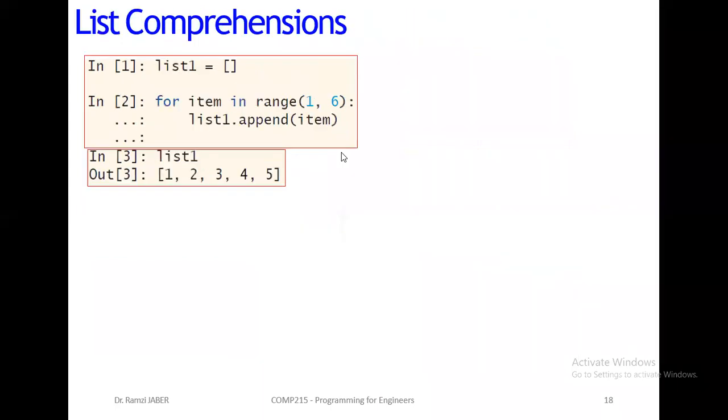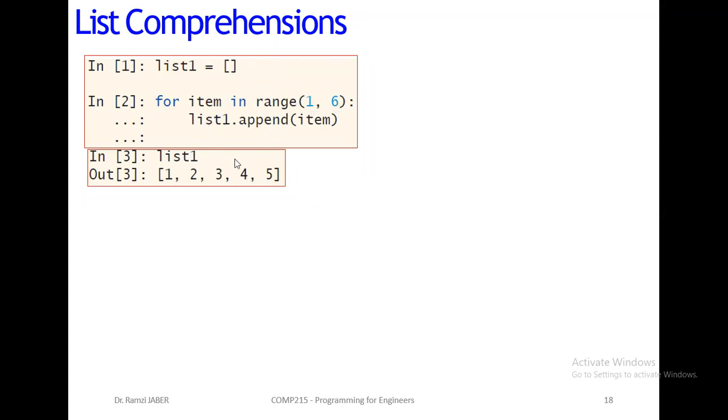Now, the new and advanced statement in Python is called list comprehension. List comprehension means, if you have this code: list1 equals empty, for item in range 1 to 6, list1.append(item). Here we put push, or append. So we add from 1 to 5, we add 5 elements inside a list.